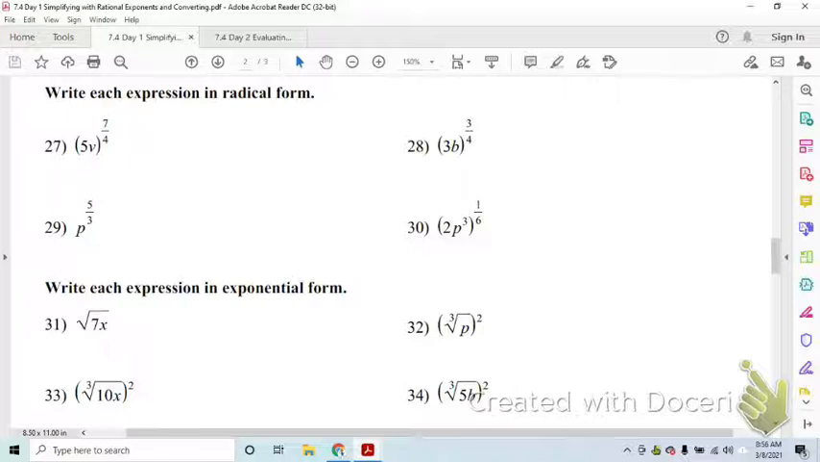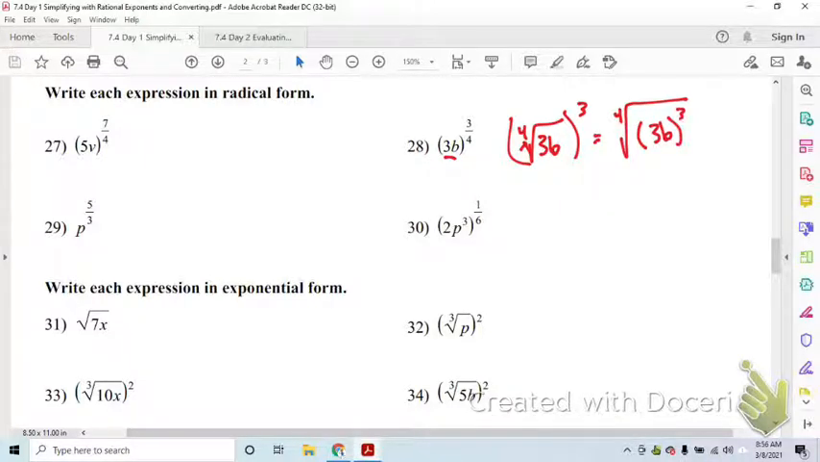Now with these, we have multiple terms in some of these, so we have to worry about them. So that means on 28, since 3b is in there, then I would have the 4th root of 3b, and then take that to the 3rd power. Now, I've shown multiple different ways of writing these. There's another way. I wouldn't suggest doing this, but if you don't want to put the parentheses, then you'd have 3b, well, I guess you still have to have parentheses then, to the 3rd in there. Okay? Now it's in radical form.